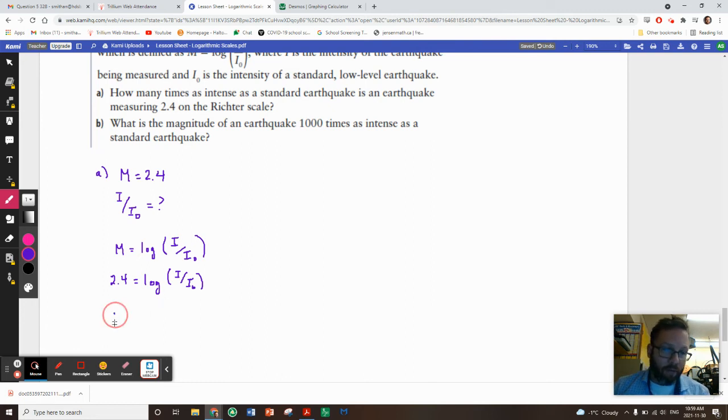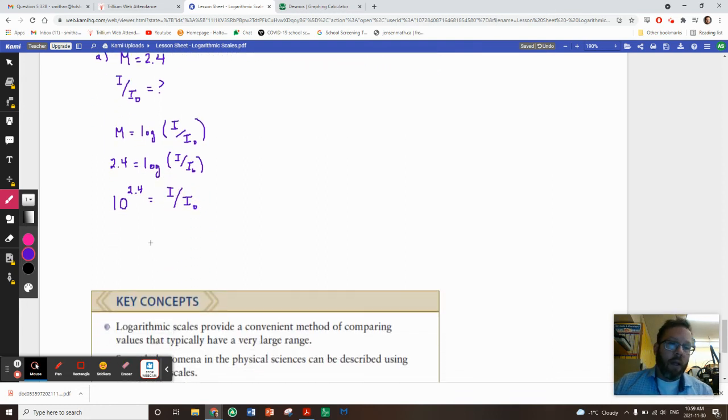This is a base of 10 because it's a common logarithm. The exponent is 2.4, and this is equal to the result, I divided by I naught. And then we'll just use our calculators to finish this off. I over I naught equals whatever 10 to the power of 2.4 is. That's about 251. So 251 times as intense.